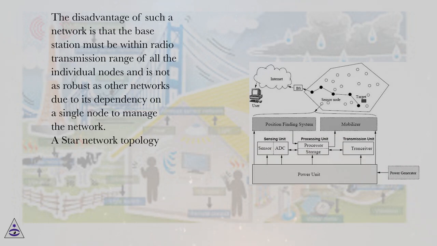The disadvantage of such a network is that the base station must be within radio transmission range of all the individual nodes, and it is not as robust as other networks due to its dependency on a single node to manage the network. A star network topology.